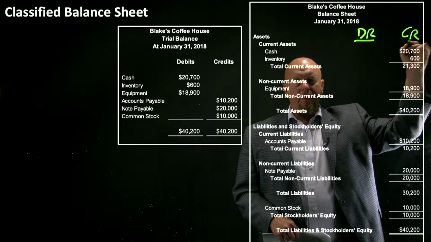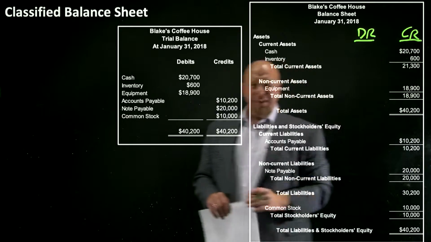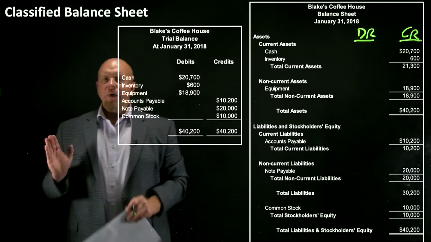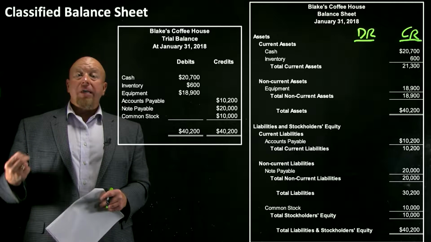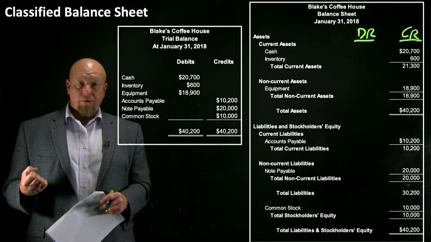Sometimes students get tempted to put debit and credit or something like that. The people reading this balance sheet, they don't want to see debits and credits. They may not even be accountants. They may not know the debit and credit rules.